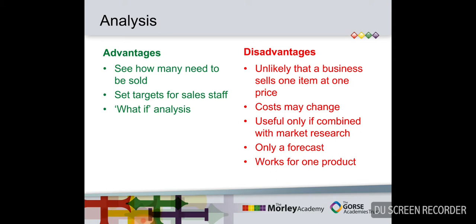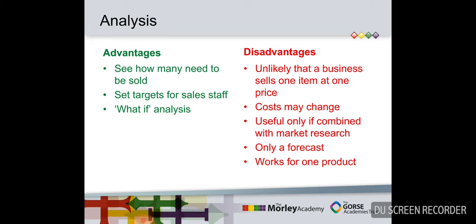So most businesses never sell one product at one price for the entire life of the product, and therefore break-even only really works if you are doing one product at one price. Costs may change. Variable costs change depending on how many products you produce, and fixed costs, although they do not change depending on how much you produce, do change year to year. Maybe your insurance might go up or your rent might go up. So costs may change. This means that the break-even is no longer valid.